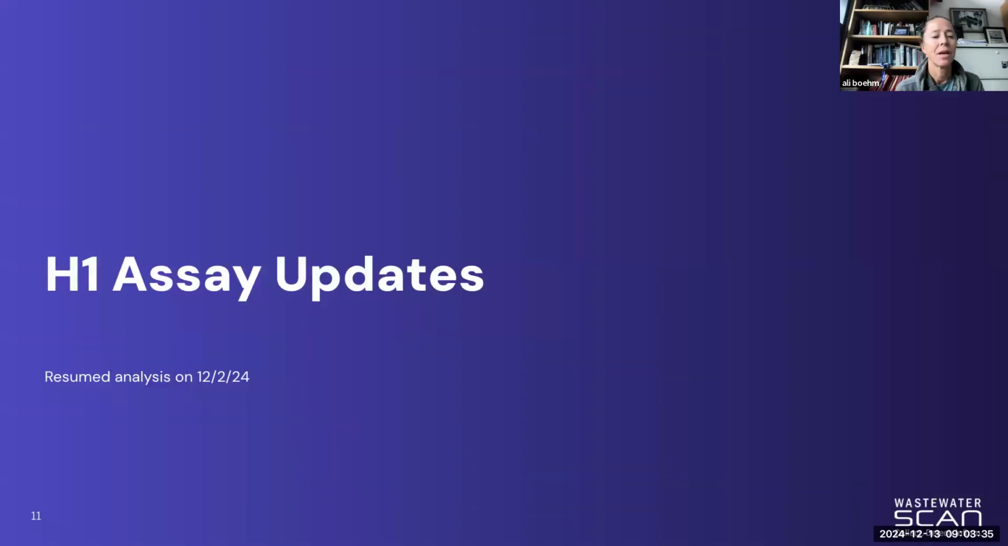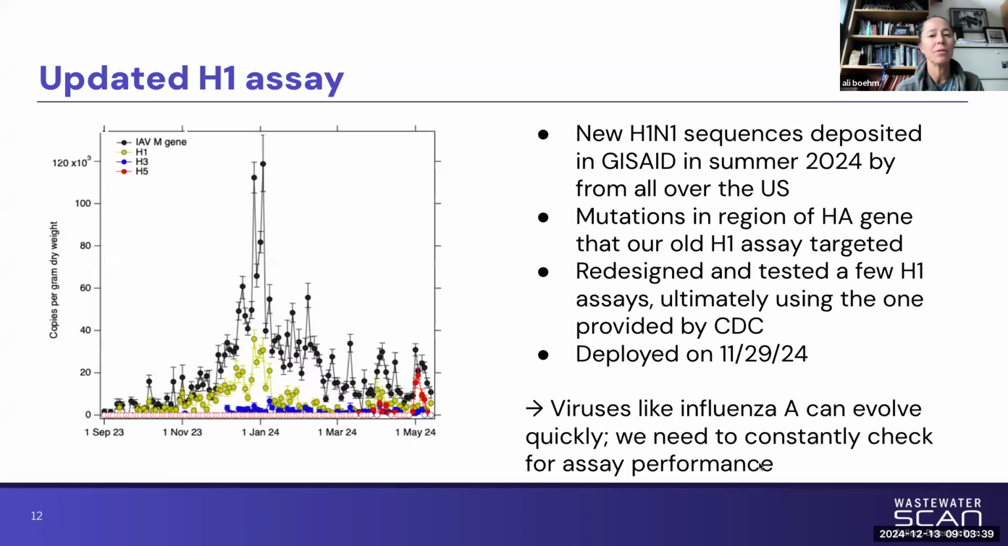Next slide. So an update on the H1 assay. As you know from your email, we resumed measurements around the beginning of December. The exact date at which samples started to be processed varied because we implemented it in the laboratory, and then samples come in from different times.